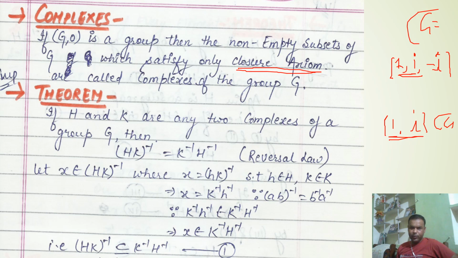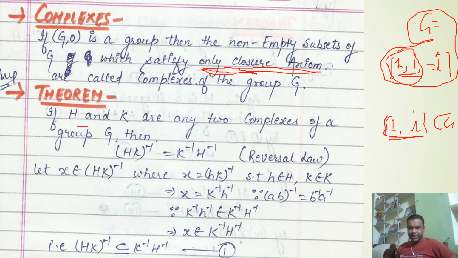Here G is a group, which means G satisfies four properties. First is closure, second is identity, third is inverse, and fourth is associativity. But if you take some elements from this group G and observe the properties on these elements, and they satisfy only the closure property, meaning they do not satisfy the remaining properties, then it is known as a complex.